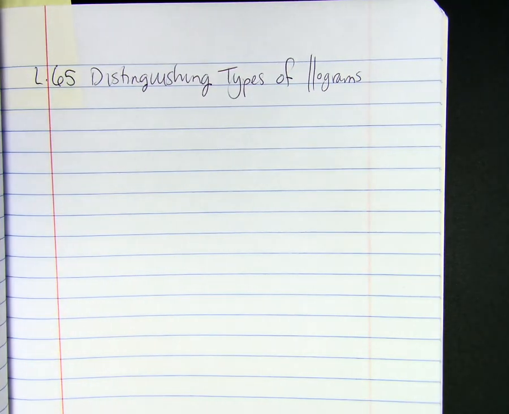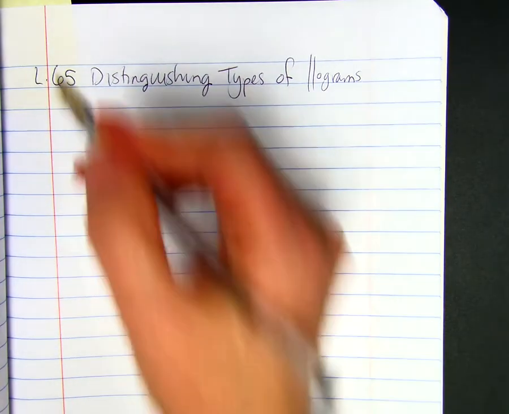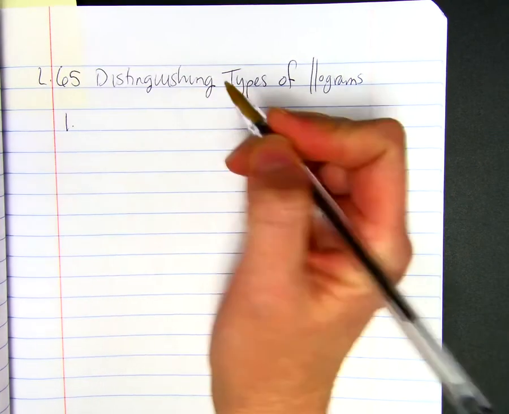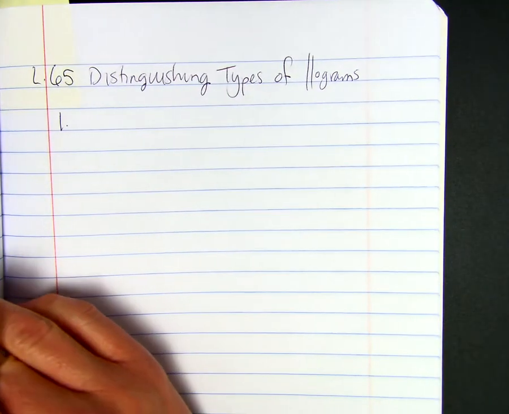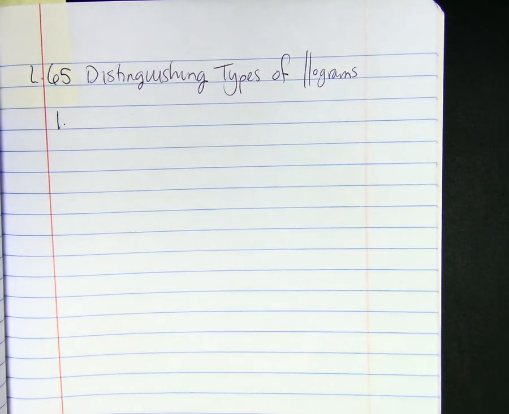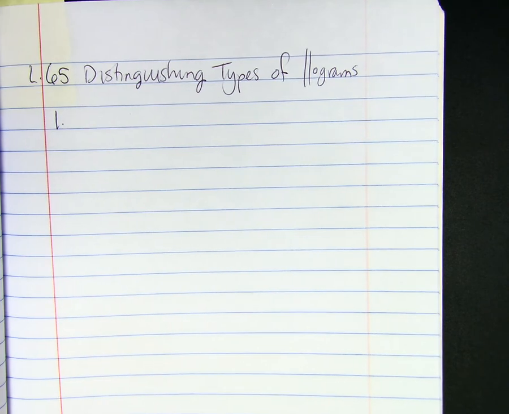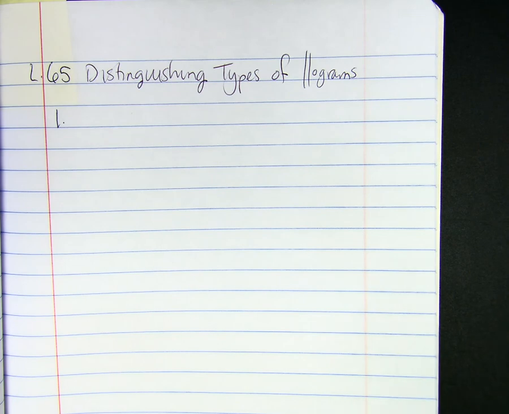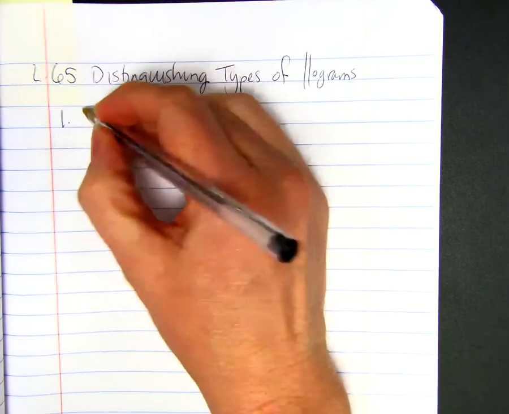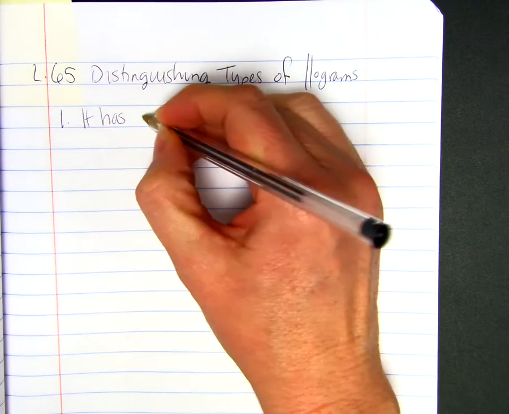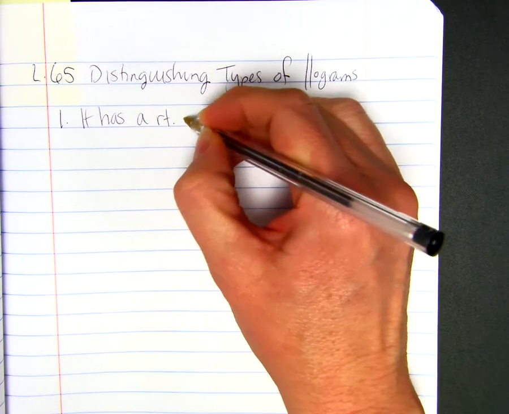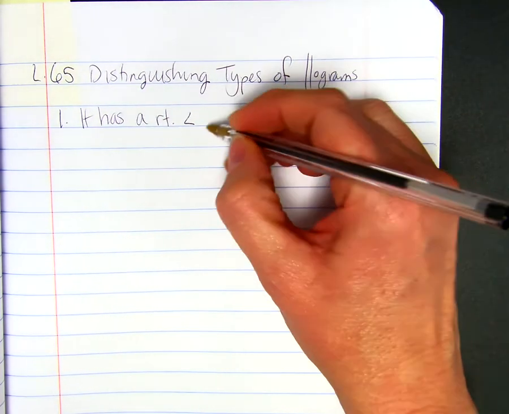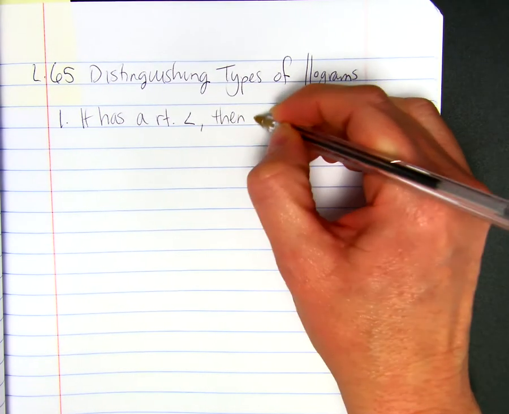So there are 5 properties of parallelograms. One is, now we're talking about parallelograms, so they're already quadrilaterals, okay? So keep in your mind we're talking about 4-sided figures. So if it has a right angle, all you need is one right angle, then it's a rectangle.